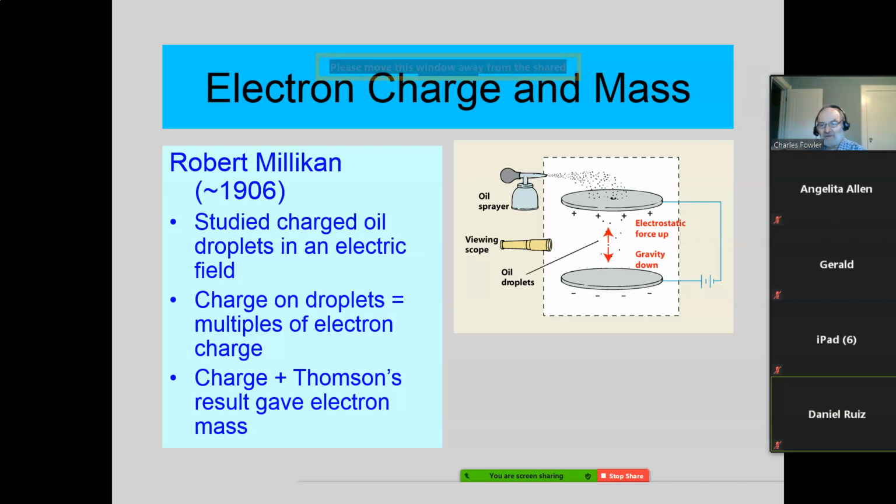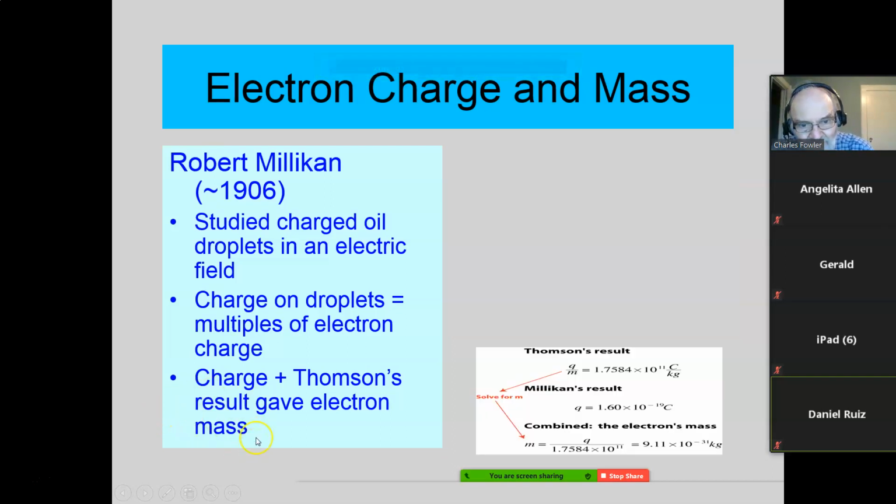So he studied the charged oil droplets in an electric field, and the charge on the droplets were multiples of the electron charge. Okay? Now, since Thomson had a charge to mass ratio, and now you're able to isolate what the minimum multiple of that charge was, you now had the charge. Now you could calculate the mass. And here's the formula they use.